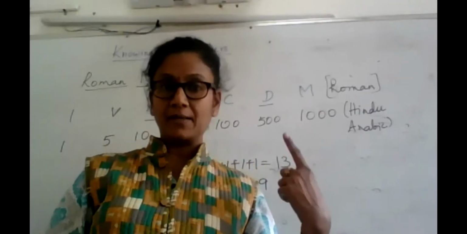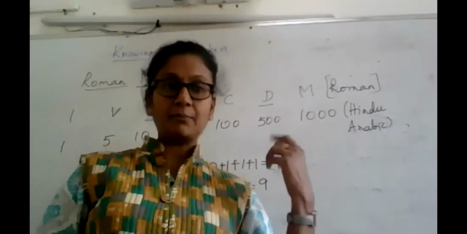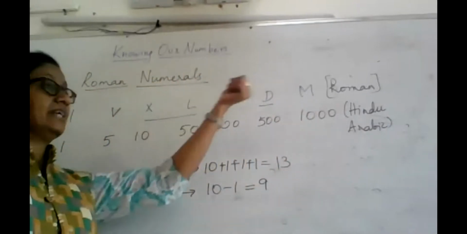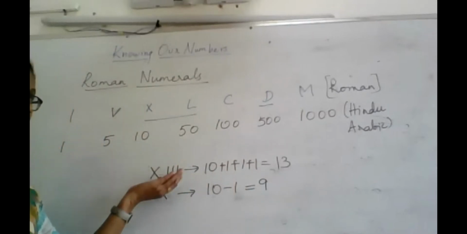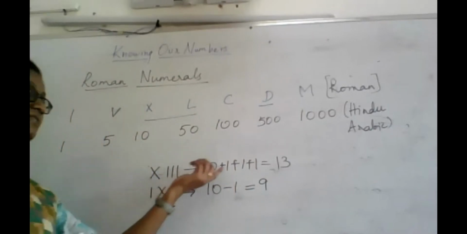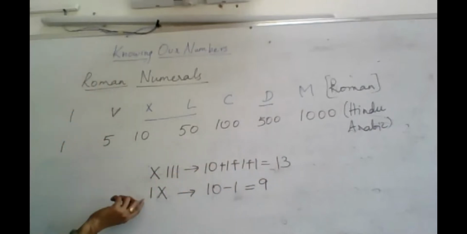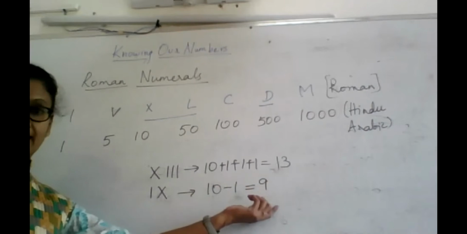No symbol can be repeated more than 3 times. The symbols X, L and D will never be repeated. When a smaller symbol is written on the right side of the larger symbol, it means it is addition. When the smaller symbol is written on the left side of the larger symbol, it means it is subtraction.